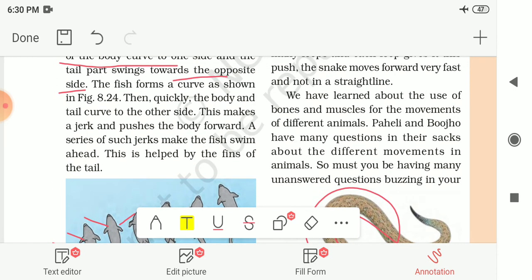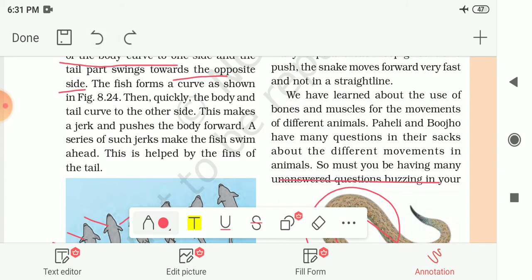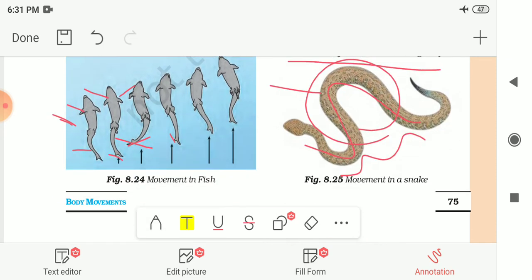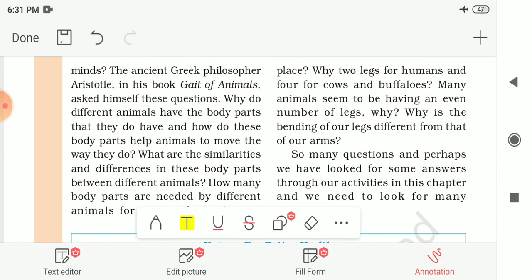So in this chapter we have learned about the use of bones and muscles for the movements of different animals, and Paheli and Bujo have many questions in their mind about different movements in animals. Still Bujo and Paheli have many questions, so you must be having unanswered questions buzzing in your mind. I'm sure you also might have some questions like this.